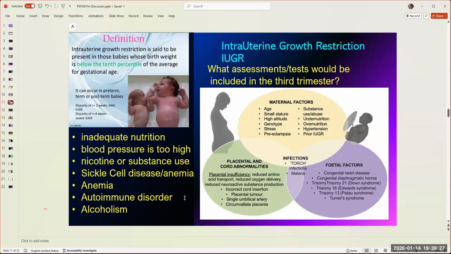Sickle cell disease. If a woman has sickle cell disease, she might have a small baby. She's at risk for blood clots and a crisis during her pregnancy. She's anemic, okay, because some of her red blood cells have a sickle shape and they don't carry oxygen very well. And they don't have enough hemoglobin, and that's why they can't carry the oxygen, and they can't have enough good red blood cells, so they're anemic. Autoimmune disorder, we talked about lupus, and then alcohol.